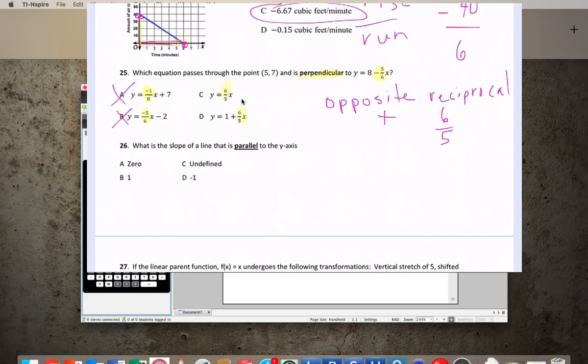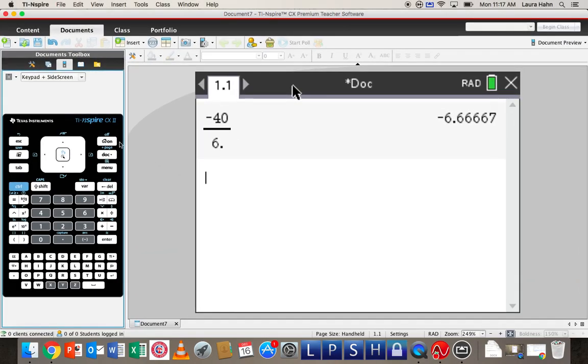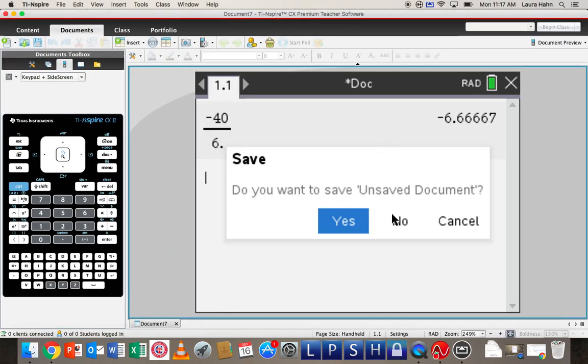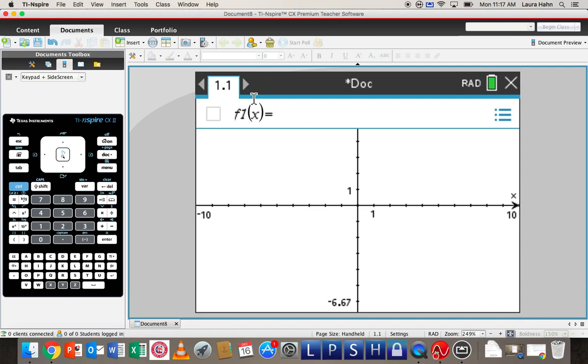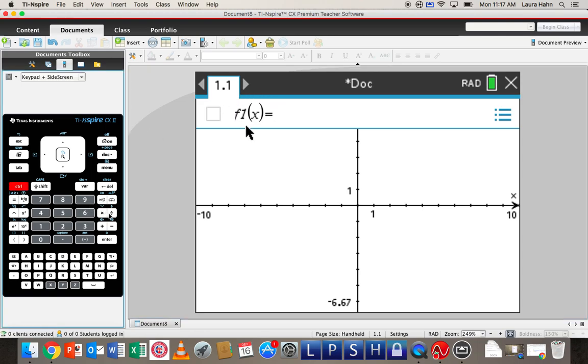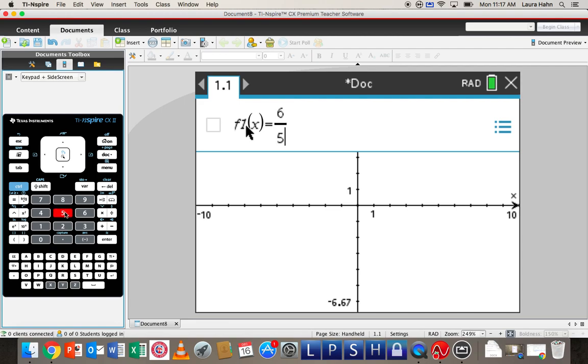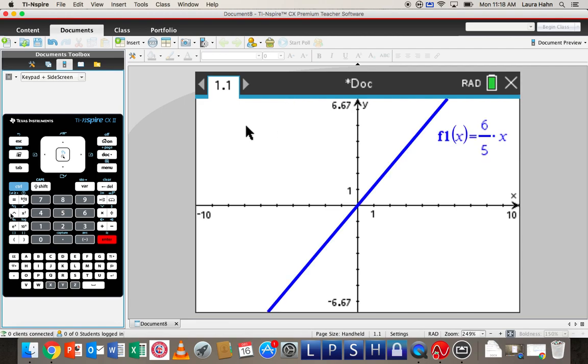So let's go ahead and graph answer choice C. Okay, remember this means y equals, so there's no need for me to change it to relation. There's no need for me to type y equals. So I'm going to type in 6 over 5 x. And I'm going to use trace, menu 5, 1. And I need to jump to the x from my point. So the point was (5, 7). So my x is the 5. So type in 5 and click enter. (5, 6). That's not what we're looking for. We're looking for (5, 7).